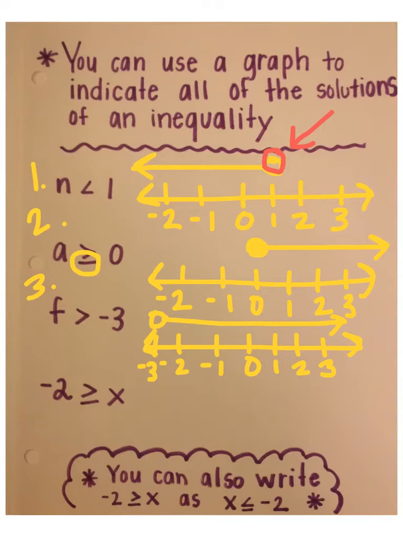Let's look at the last one, number 4. This one is written a little differently, but I don't want you to get confused by it. It says that -2 is greater than or equal to x. So notice in all the examples we did above, the variables were on the left side of the inequality symbol, and this time my x is on the right side. It's okay, we can still do it. So let's draw our number line out.